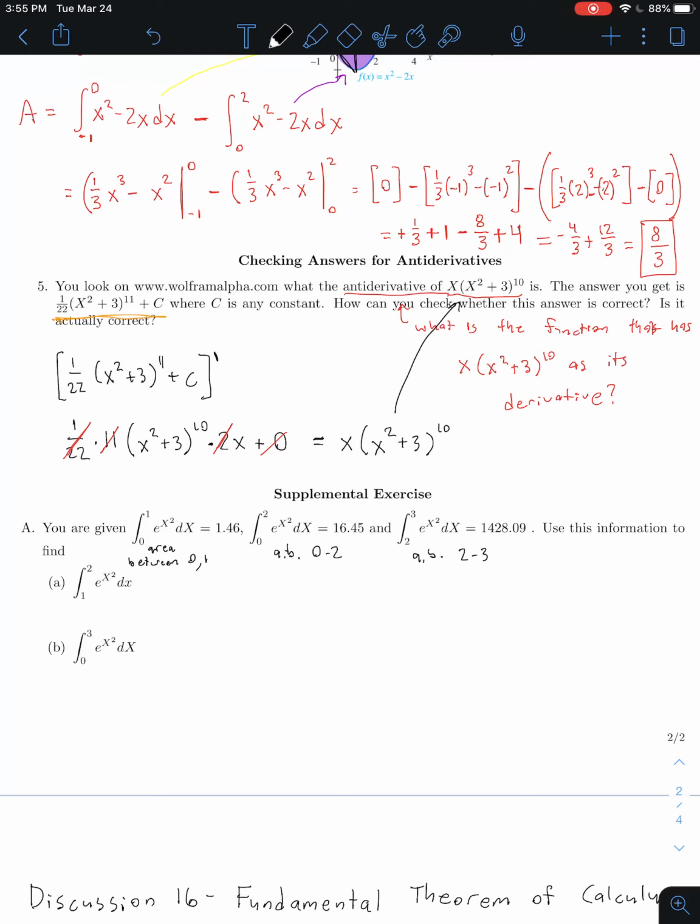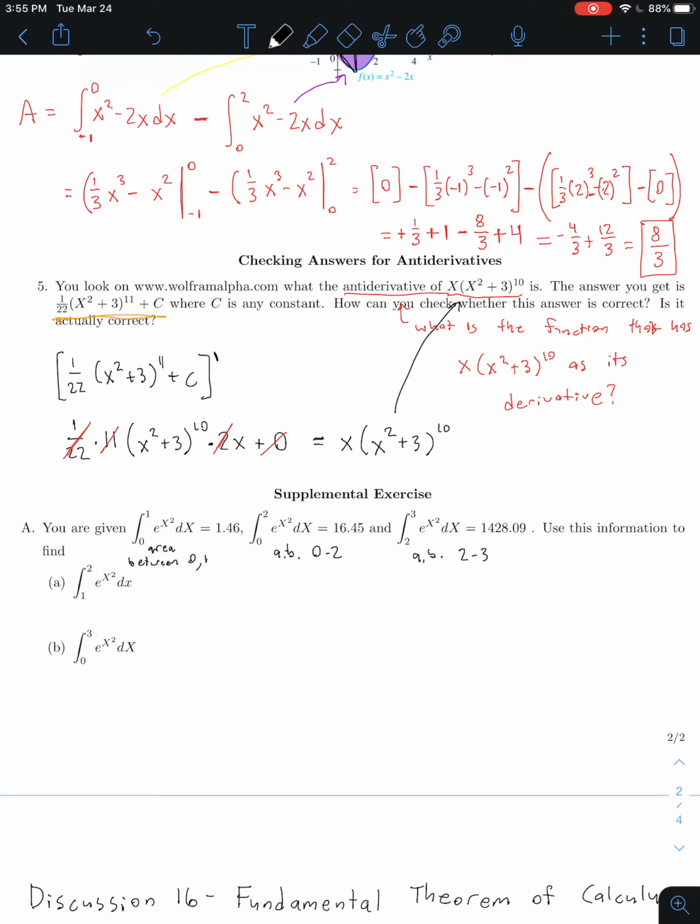Once we have our diagram, we can see that's just taking the orange area and subtracting the red area. So that's 16.45 minus 1.46, which gives us 14.99. So 14.99 is the area between 1 and 2.